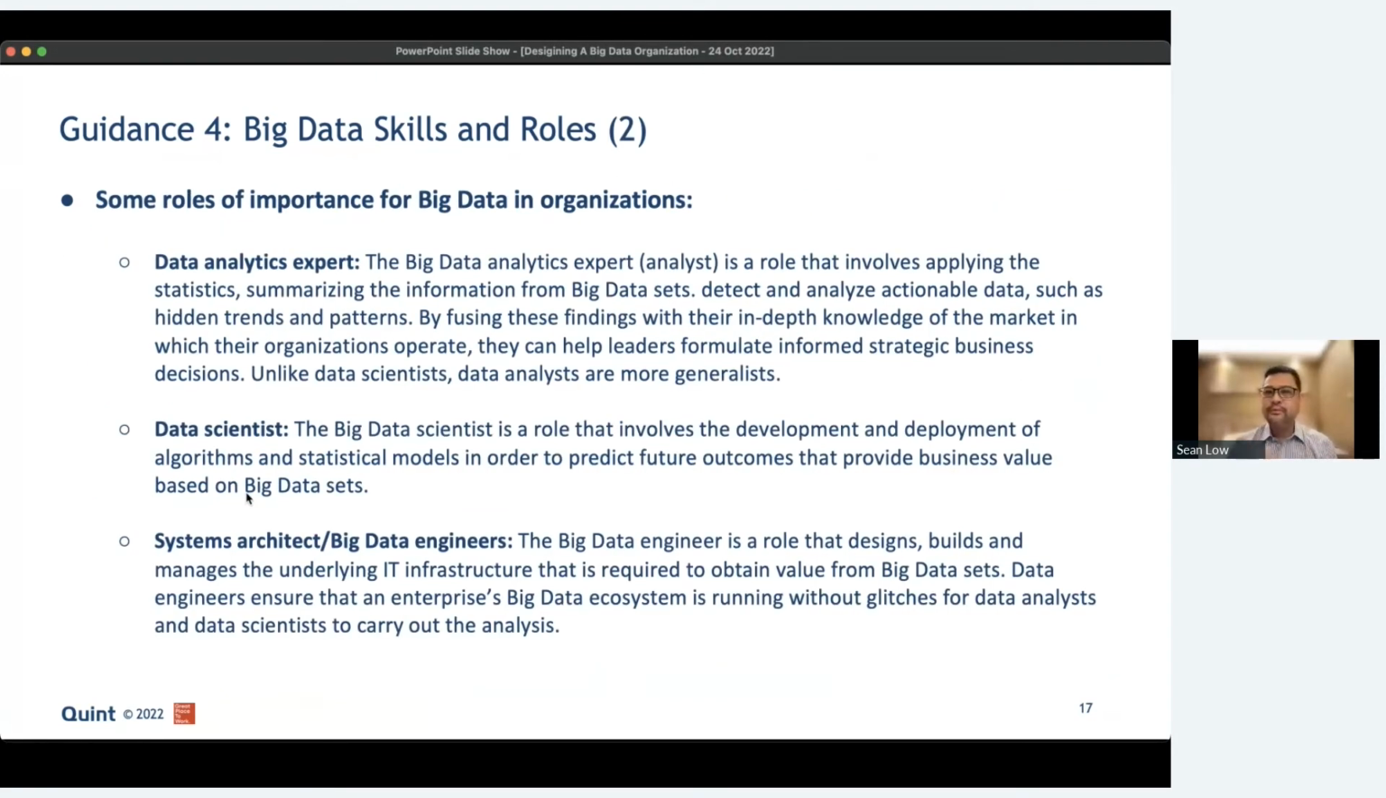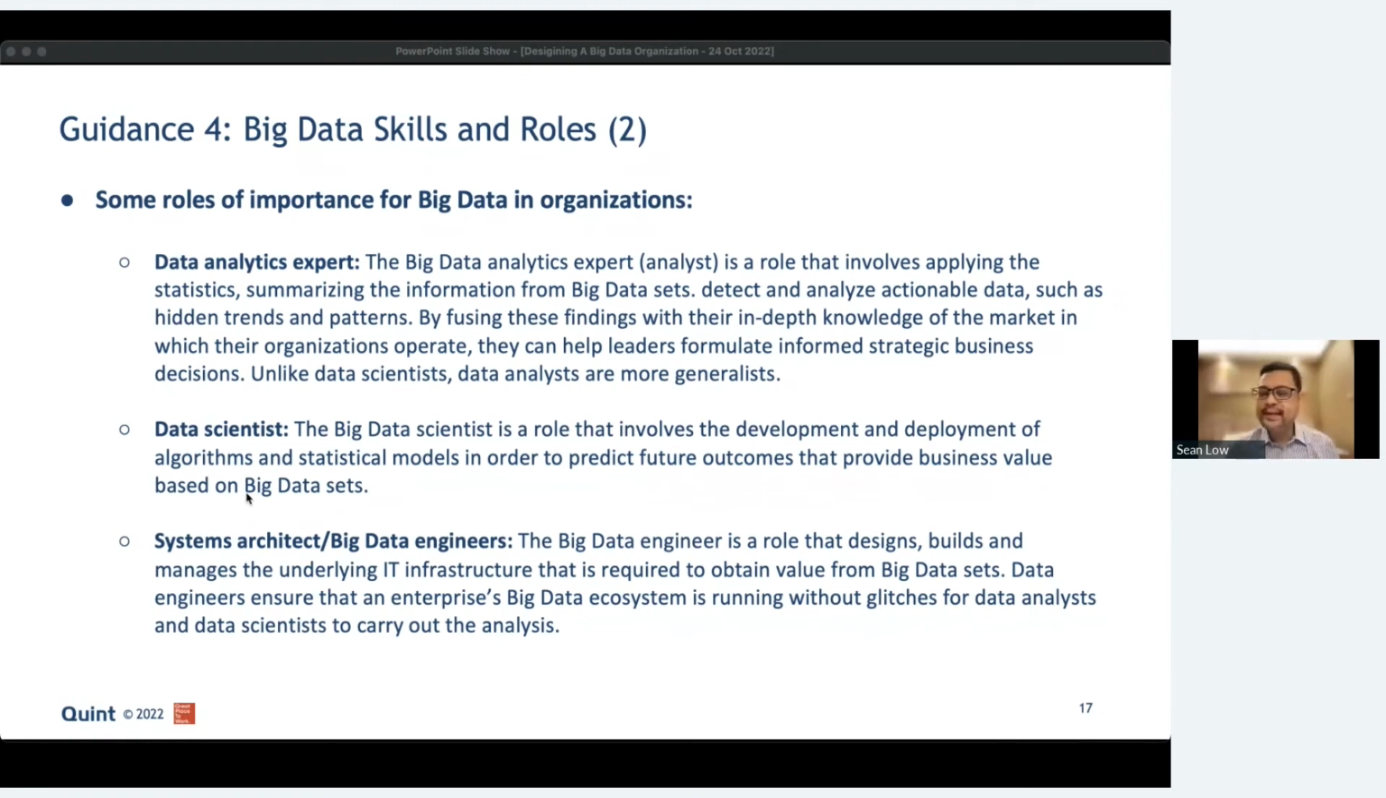Okay, so what are the skills? Some roles of importance for big data organizations, you need data analytics experts. Basically, these are the people who apply the statistical models, use the application on the data so that actionable results and patterns can be generated. So these are data analytics experts, right? They are the ones that will actually capture and look at the patterns and find patterns from the data and then present it to the business where the business can then understand what the data is telling them.